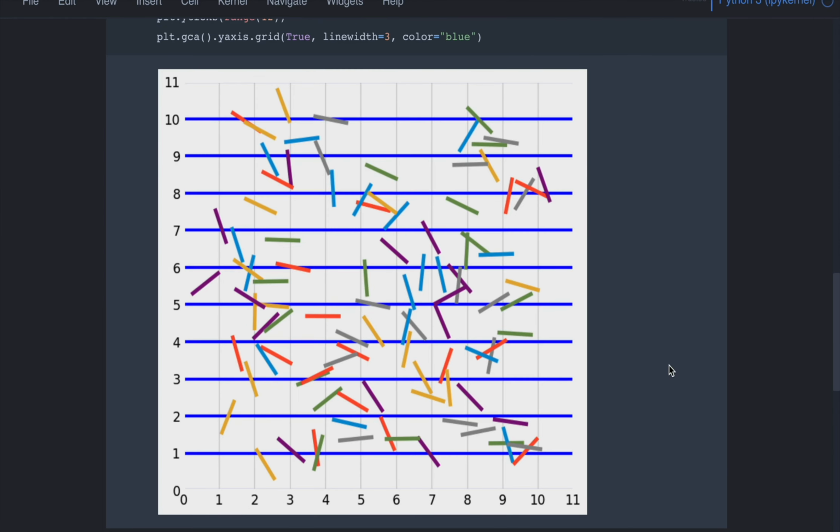In this video, we will solve another interesting problem called Buffon's needle. Okay, so it goes like this.